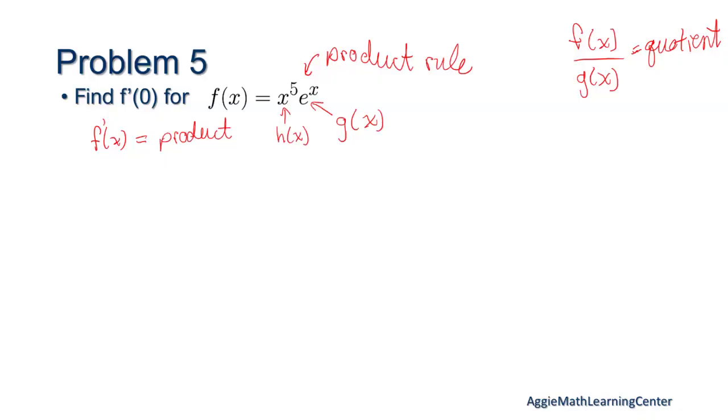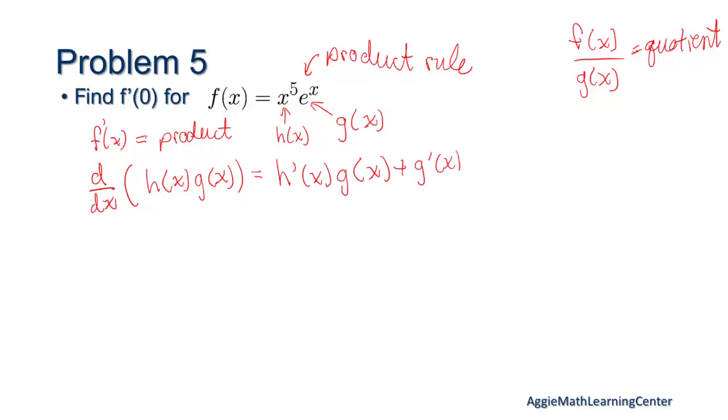So let's do this. h of x times g of x. The derivative of this is going to be equal to the derivative of h of x times g of x plus the derivative of g of x times h of x. Since it's addition, it doesn't matter which one you take the derivative of first, because it's commutative. Just pick one and make sure you get both of them.